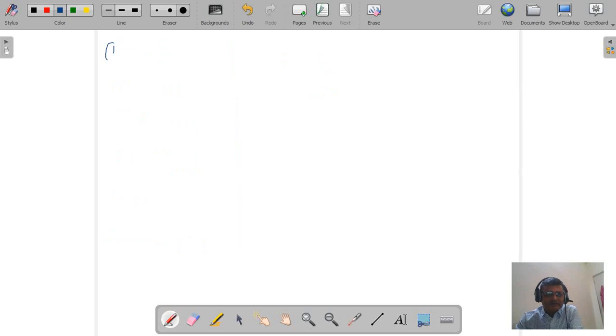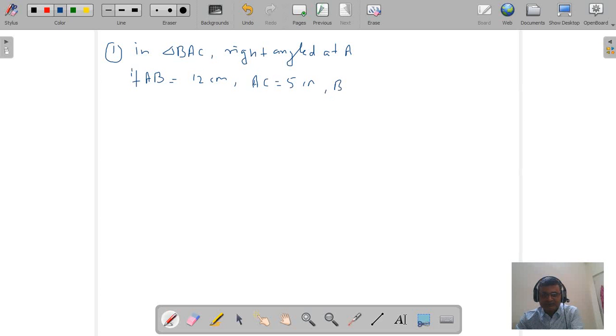Now question number 1. In triangle ABC, right angled at A, if AB is equal to 12 centimeter, AC is equal to 5 centimeter, and BC is equal to 13 centimeter, find sin B, tan B, and sec B.